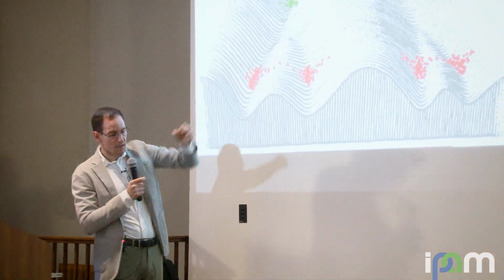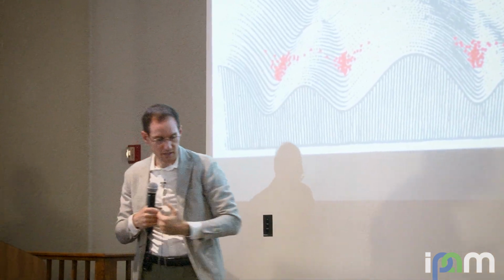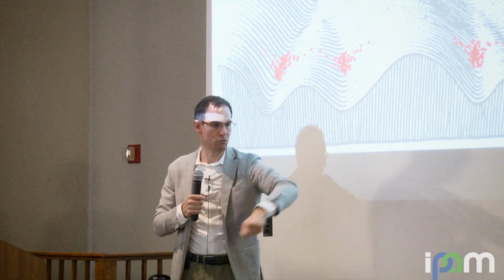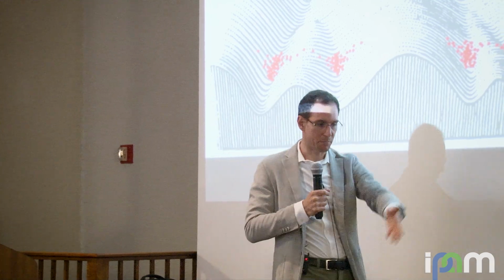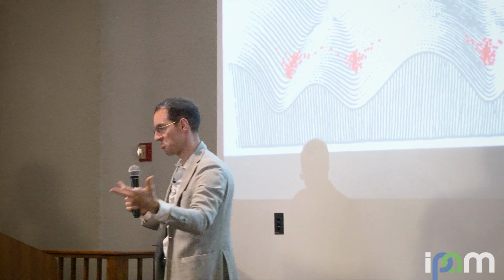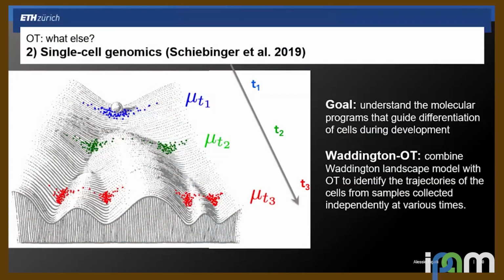And once I know that I was here at time t1 and I'm there at time t2, then I just have to draw a straight line to know what happened in between. A straight line along this landscape. And this is a way to complete the picture. That's what people have been doing in this Waddington optimal transport. So they use optimal transport here to complete the picture there.